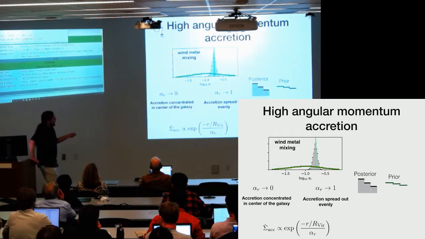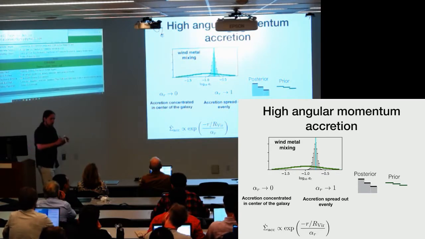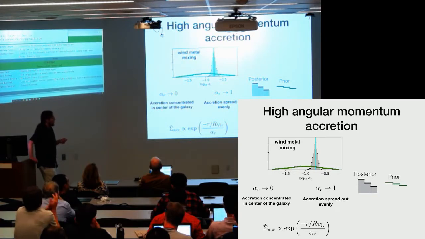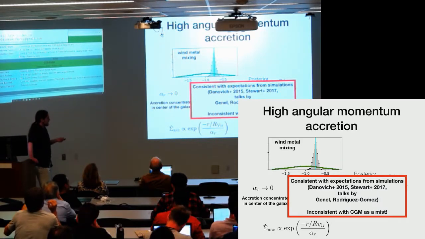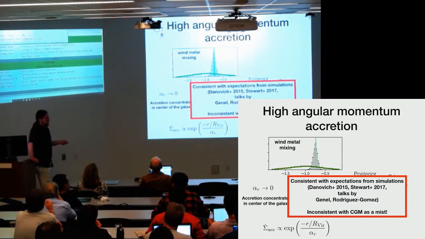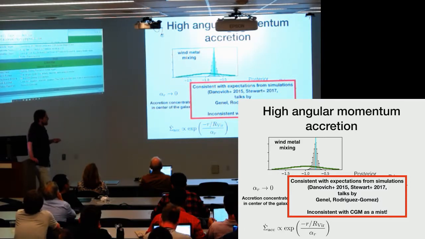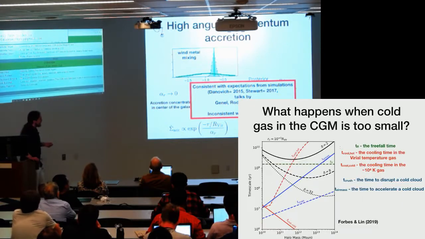But we end up favoring a substantially higher value. So we need accretion to come and settle into the disk with large angular momentum, basically. And this is actually consistent with expectations from simulations. And interestingly, it's inconsistent with the CGM as a mist, as composed of all these tiny gas clouds. So I want to go into a little detail of why I'm making that claim.